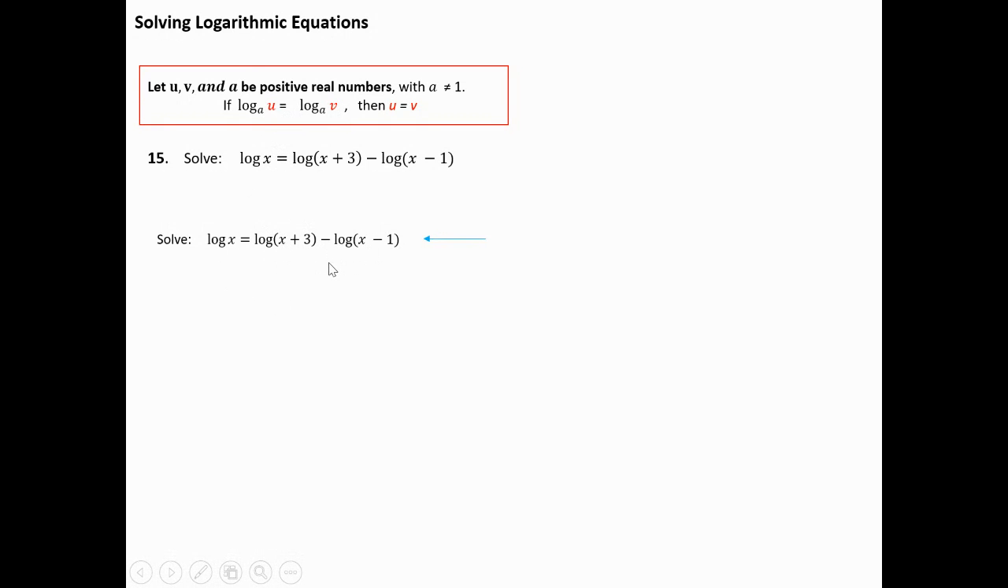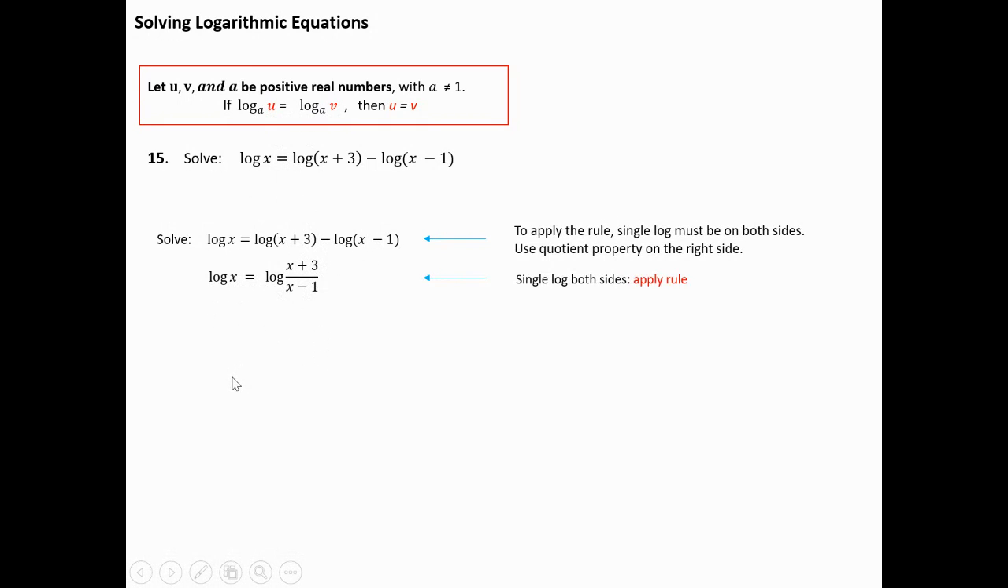So here is the quotient rule from before. We're going to put it as a single log. This is going to be division. The first log, x plus 3, is on top. The x plus 3 will be your numerator, and the minus log, the x minus 1, will be your denominator. Now you can apply the rule because you have a single log with the same base, which is base 10.